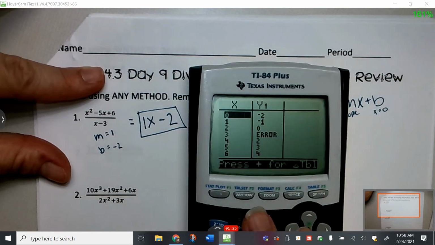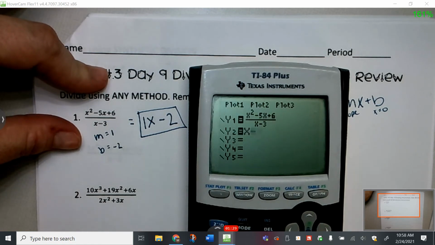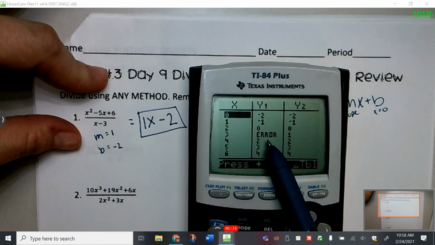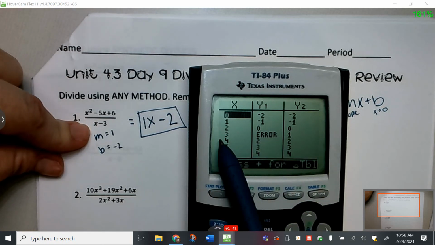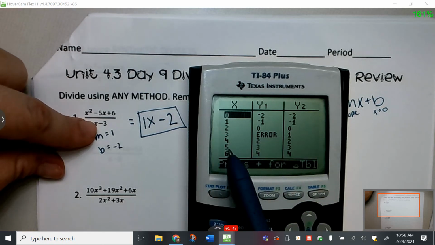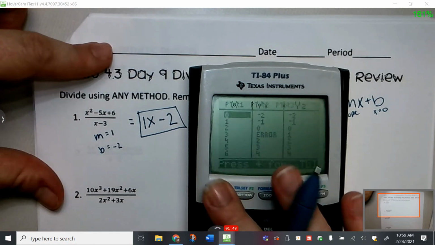Now, check your work. So you're going to come here, and you're going to do x minus 2 or 1x minus 2, either way. And you're going to make sure they match. Now, there is always going to be an error. Just ignore that, okay? As long as everything else matches, you're perfect. The reason there's an error is because your denominator cannot be 0. 3 minus 3 is 0, and that would make the denominator 0. That's why that's there. But as long as everything else matches, you're perfect.